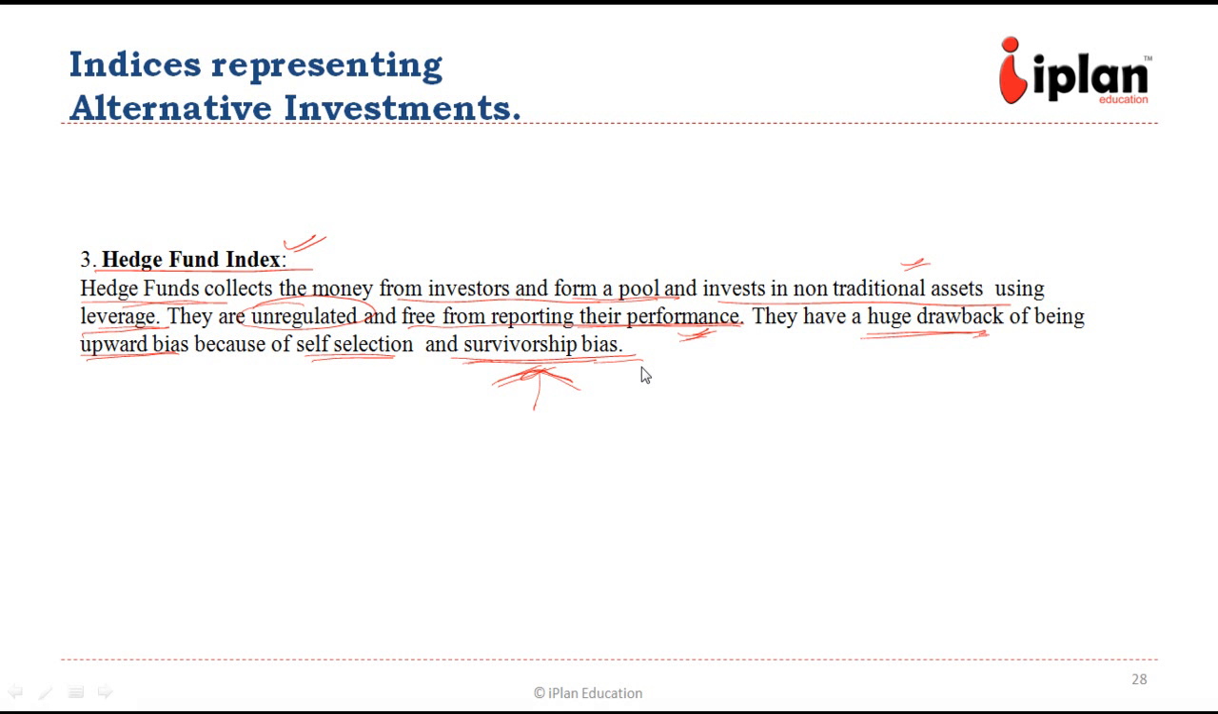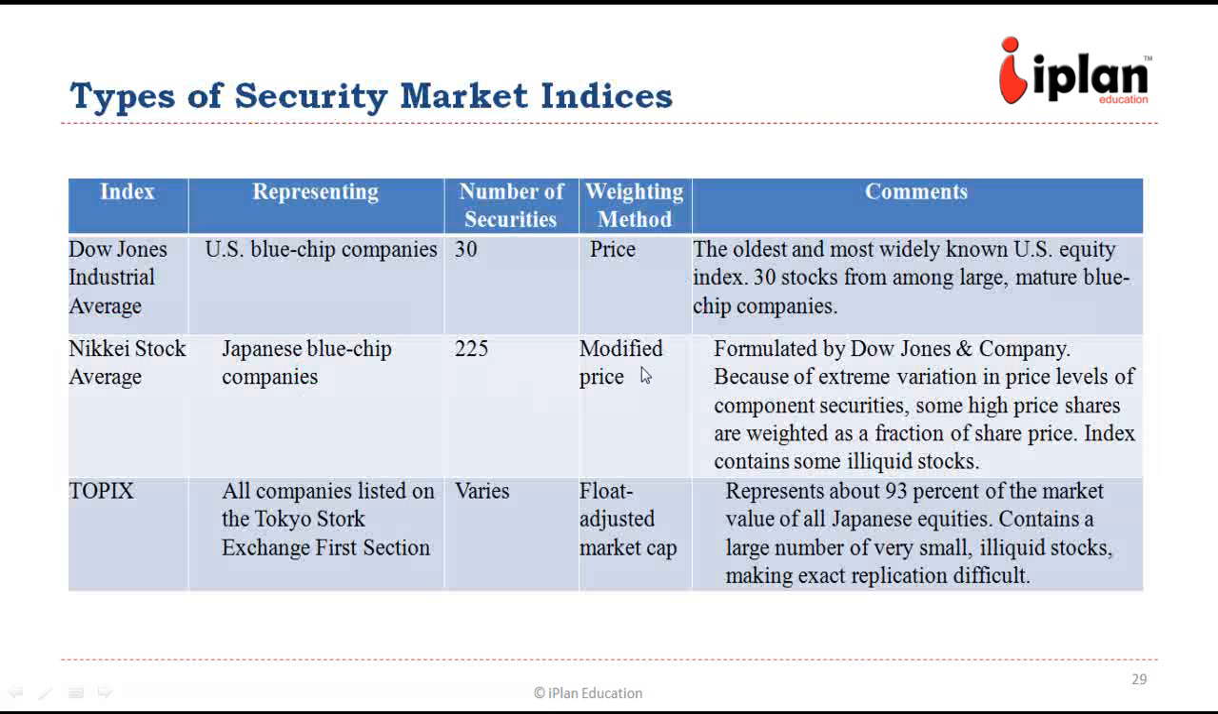Now let us look at a few examples of security market indices. First is the Dow Jones Industrial Average. This is based on US blue chip companies. There are 30 blue chip companies of the United States, and this is based on the price weighting method. We have seen various kinds of methods for construction of an index. For the DJIA, the price weighting method is used.